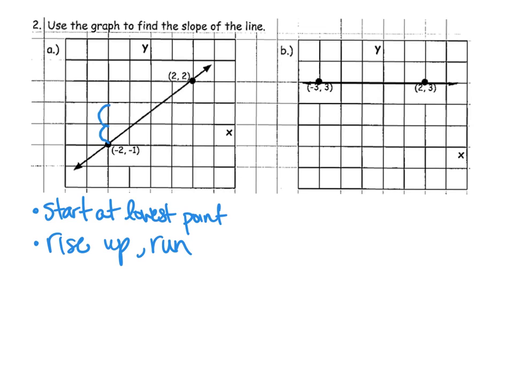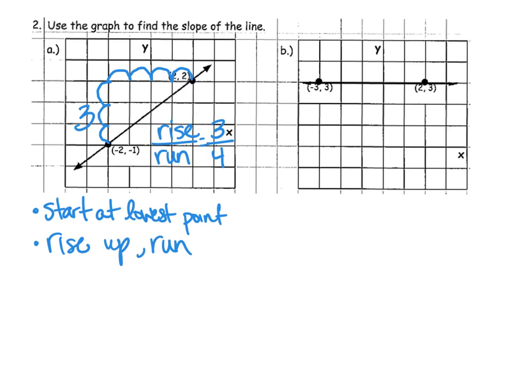1, 2, 3. So rise over run. I just rose up 3. Now I'm going to run. 1, positive 1, positive 2, positive 3, positive 4. Run, positive 4. 3 over 4. My slope for A is 3/4. I can't reduce it, so I'm not going to. 3/4.